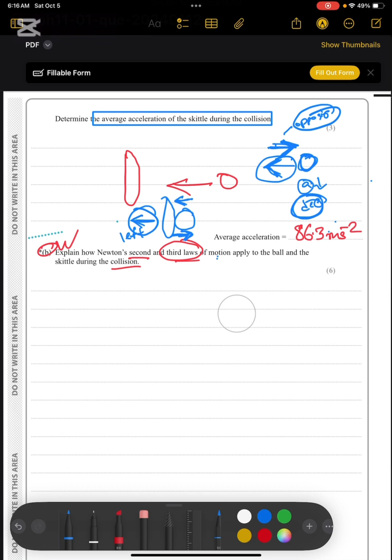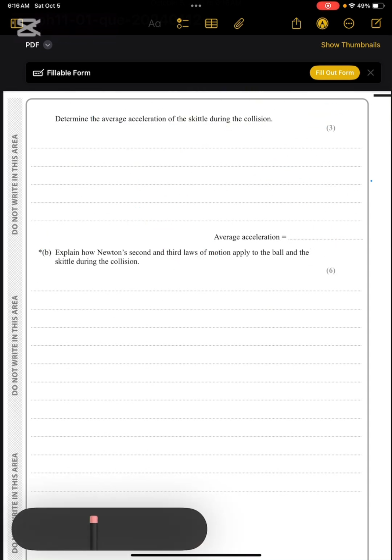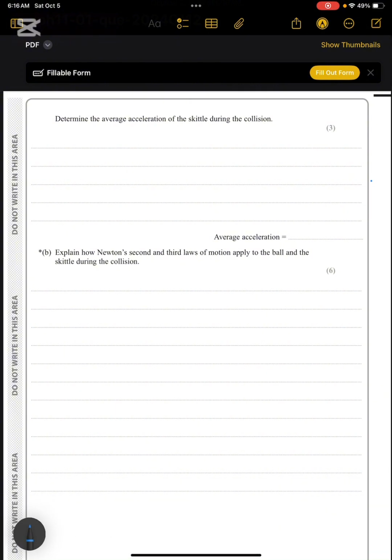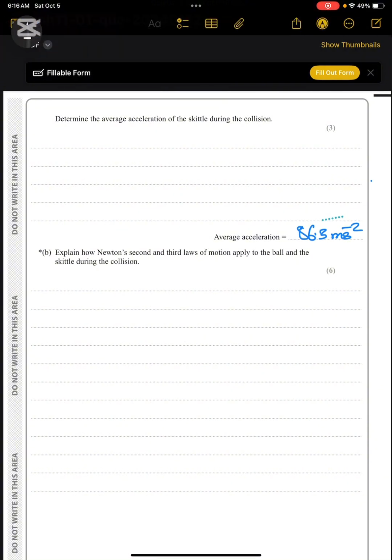So we can go and write it down to get a perfect 6 marks on this question. So let's go and write it down. Okay, the first point that I will write will be: the ball exerts a force on the skittle. It's obvious that the ball will exert a force on the skittle.